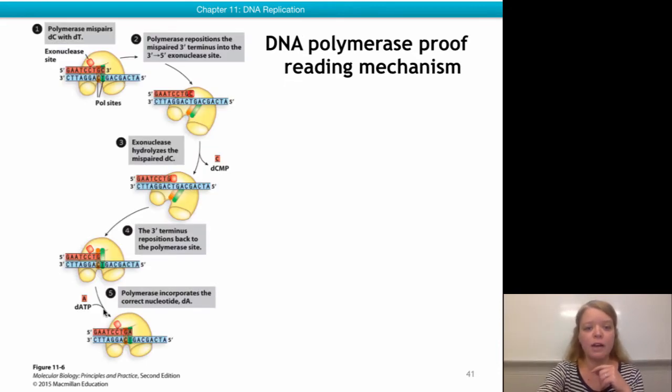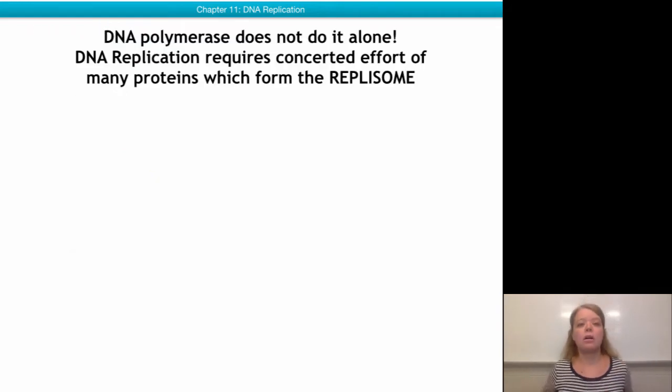And this is the diagram from your book, which was basically what this animation was. So you guys can go over it again. It's diagram 11.6 in your book. Now, we have just talked a lot about how DNA polymerase works, but the very important realization about DNA replication is that DNA polymerase does not do it alone.